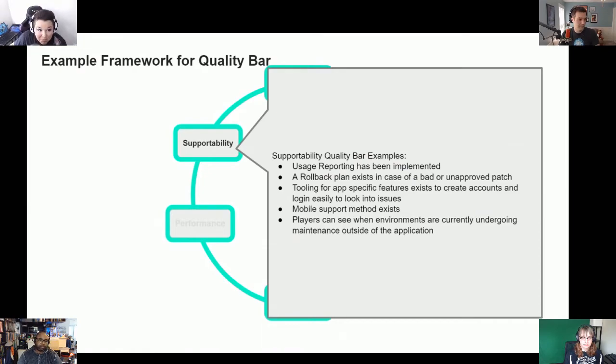Usage reporting has been implemented. Can you find out how much your players are playing? Can you find out how much they're using? This isn't server usage for you. This is supporting the players, the times that they need, the types of things that they're doing. A rollback plan exists in case you really screw things up. You need to be able to support a problem. If you can never roll back, you need to know that because you're going to be doing a redeploy. And that means you need to be fast at that if you can't roll back.